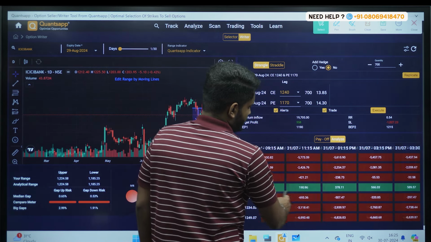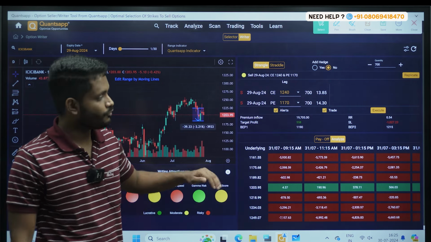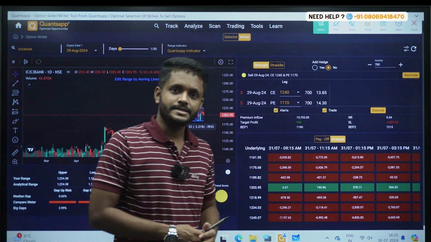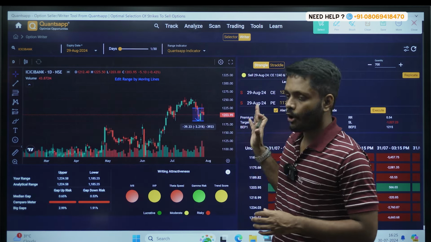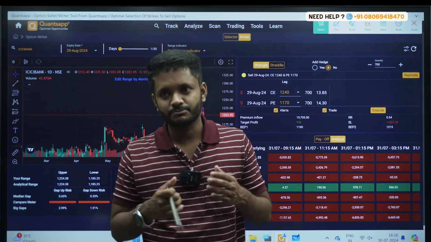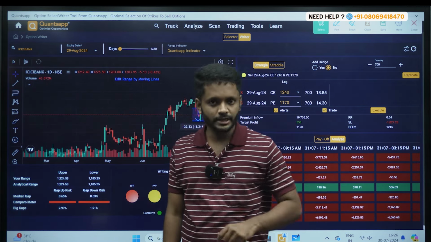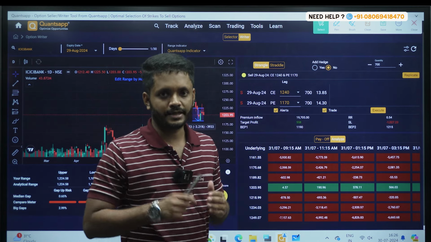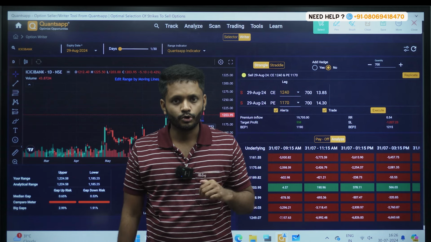So here you can check at which level and at which time what the P&L scenario will be. I hope this was a useful tool for option writers. Instead of checking the range manually using OI, you can use this tool, which will automatically give you a range wherein you can execute your positions. And if the overall signal is green, then you are good to go.